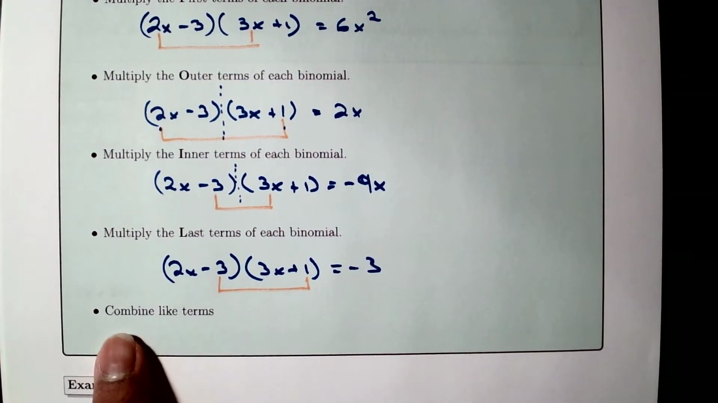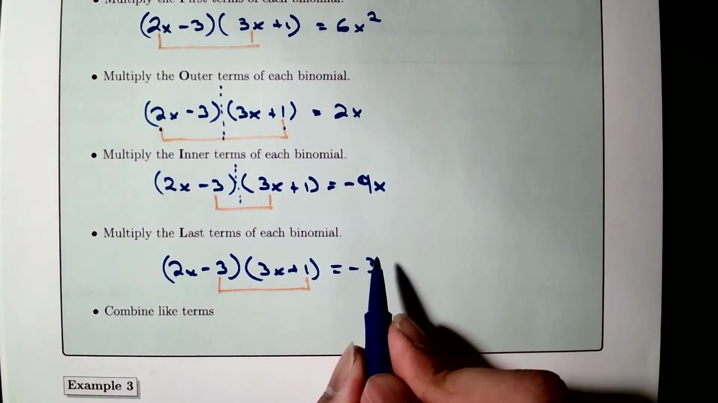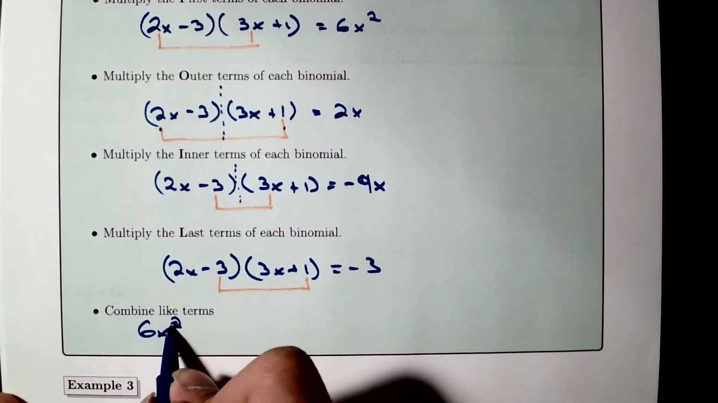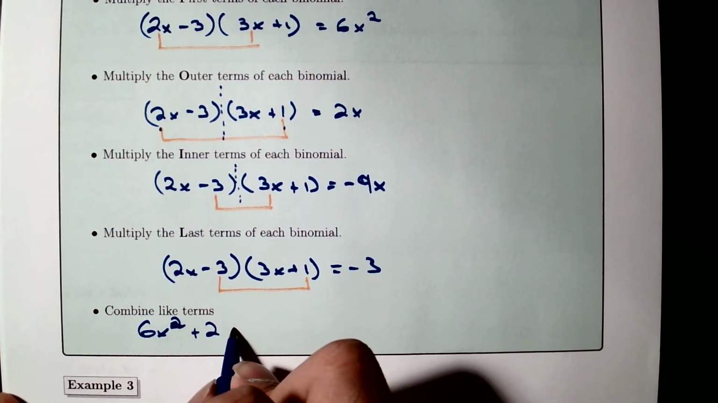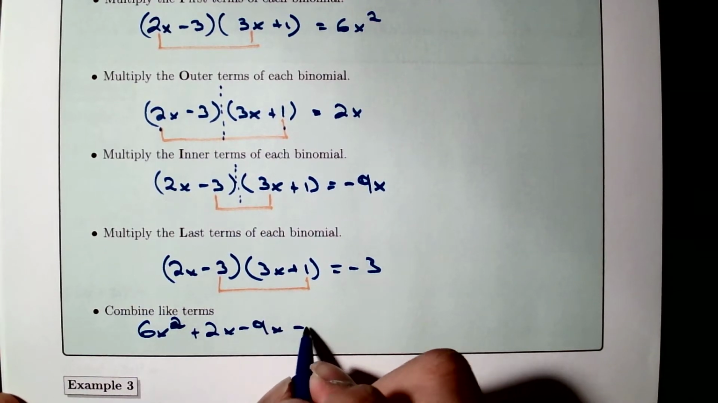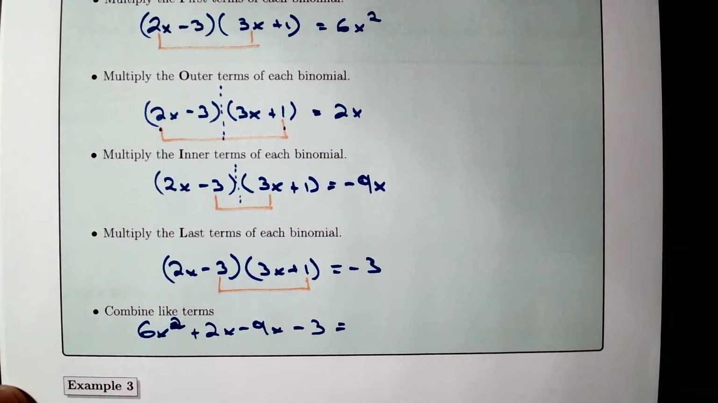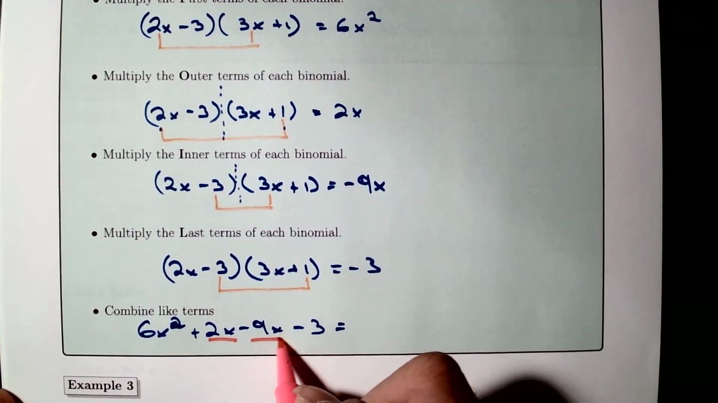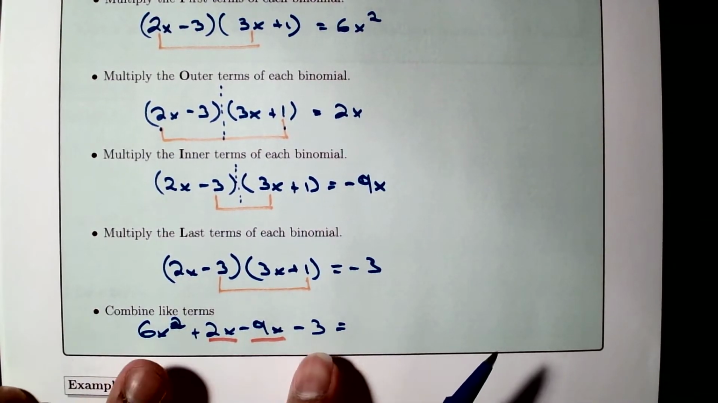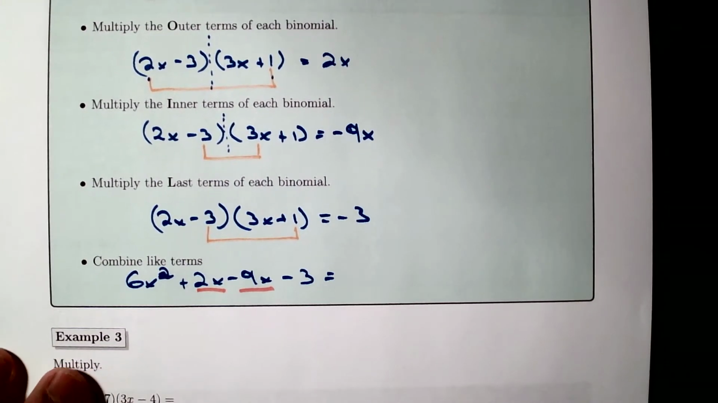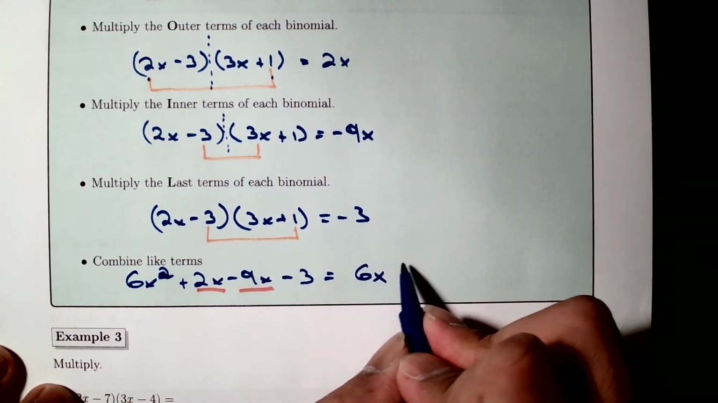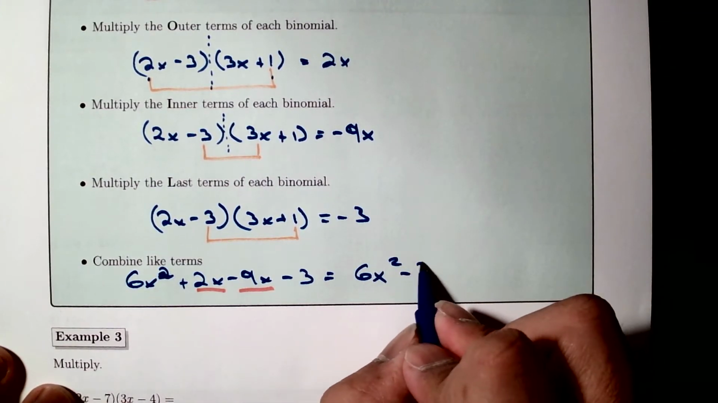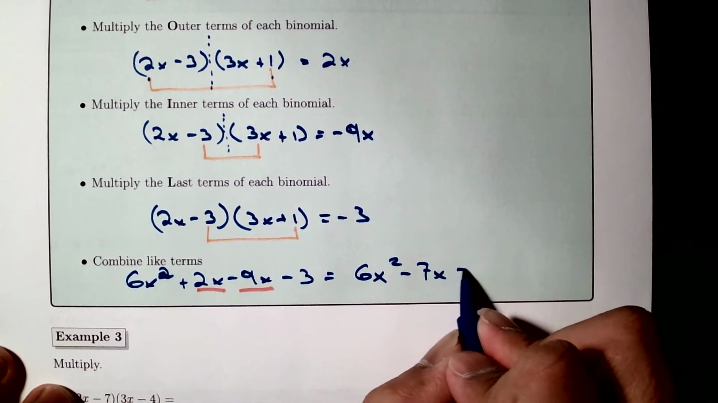And at the end, all we do is combine like terms. So let me write this down. 6x squared plus 2x minus 9x minus 3. So in this case, the like terms are going to be the following: positive 2x and minus 9x. The other two are not like terms. So we're going to have 6x squared, 2 minus 9, that's a negative 7x minus 3.